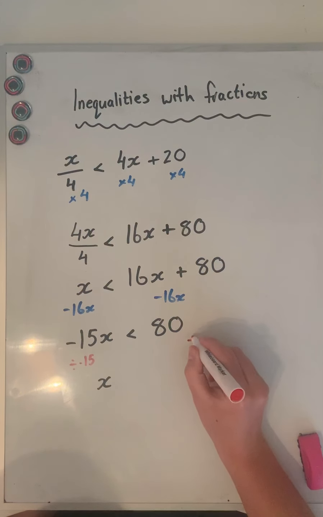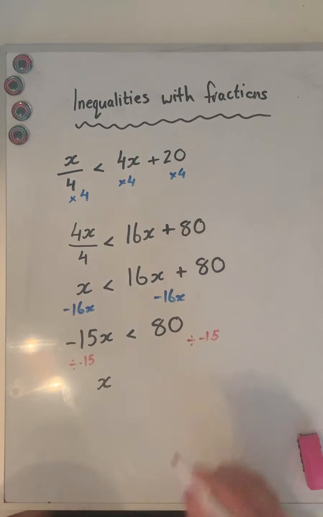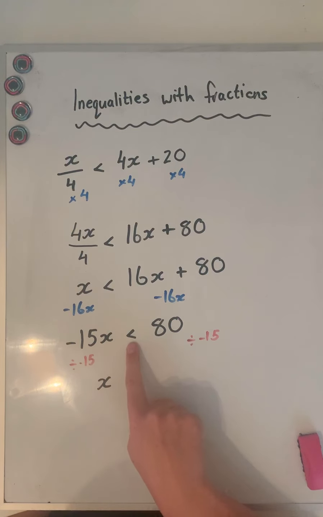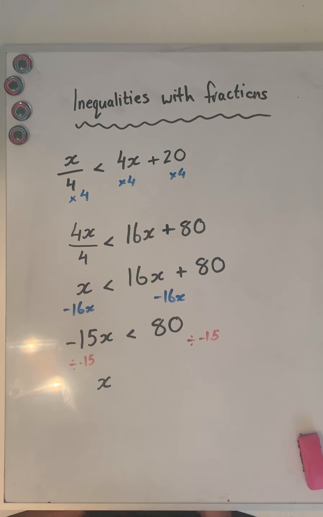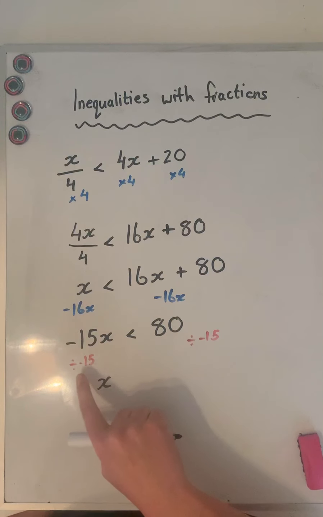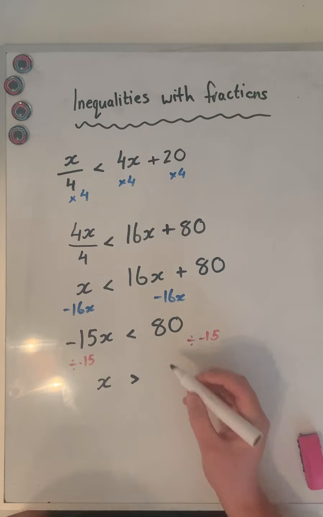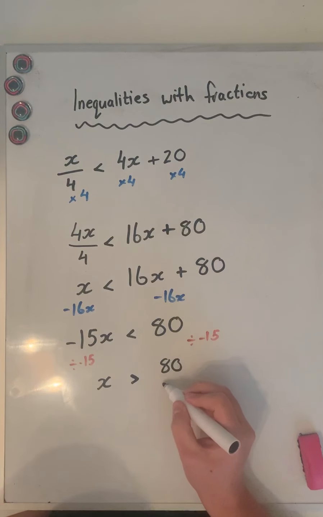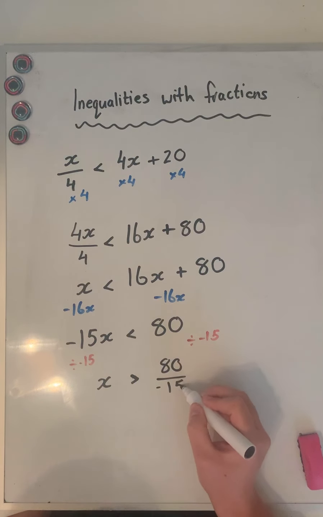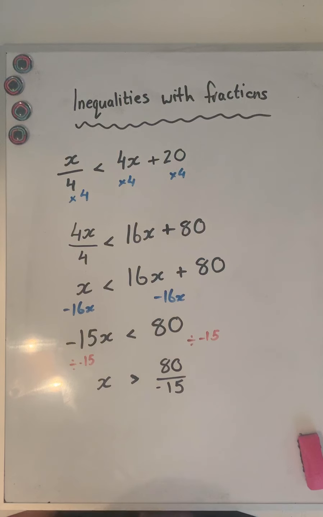Remember, I have to do the same to that side here. You have to divide by a negative. What do you have to do with this symbol here? You almost reverse it. So we reverse that. It's a less than just now, so if I'm dividing by a negative, it's going to change into a greater than. And just now I've got 80 over negative 15. Remember you'd be expected to simplify that.